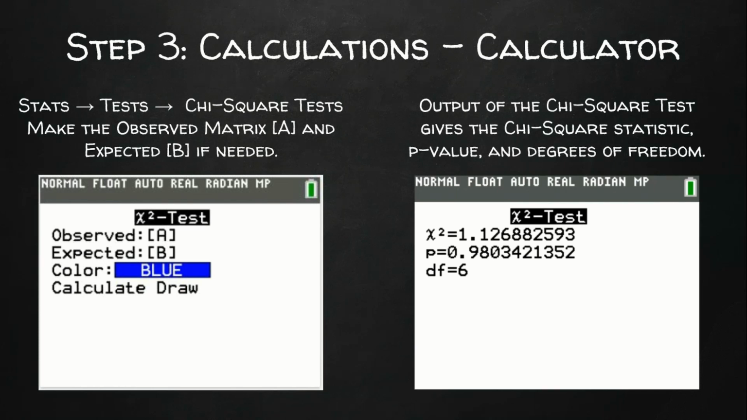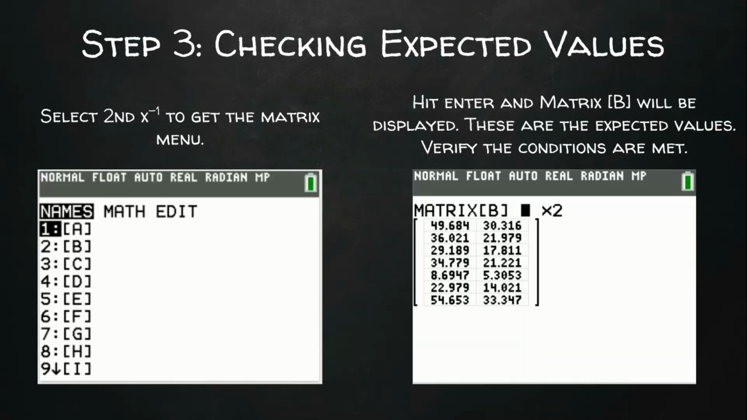Once we calculate, you'll notice we get a test statistic of 1.126 and a p-value of 0.9803 and a degrees of freedom of 6. If we go back to the matrix menu and edit matrix B, you will see the expected values have been calculated for us when we ran the test, and they are put into matrix B. There are no expected values less than 5, so we have met the conditions.